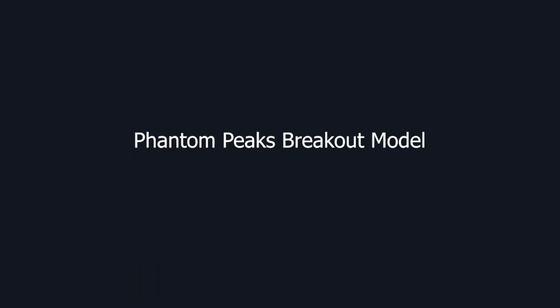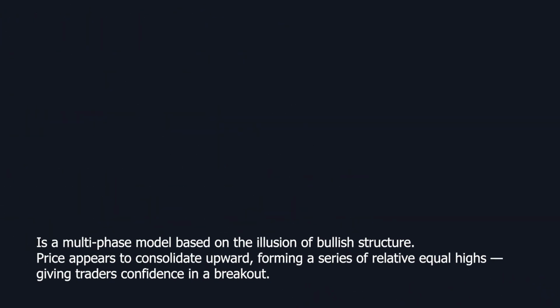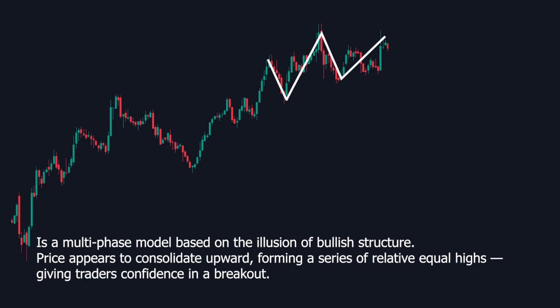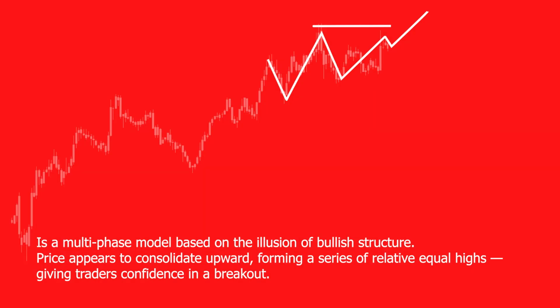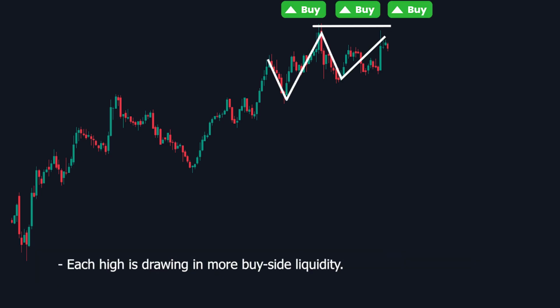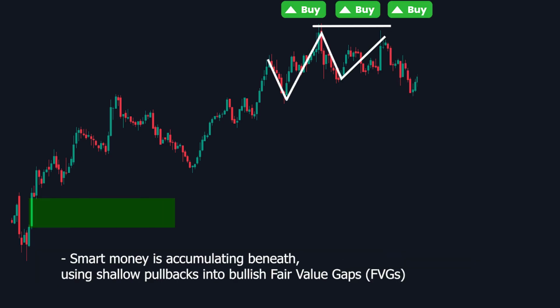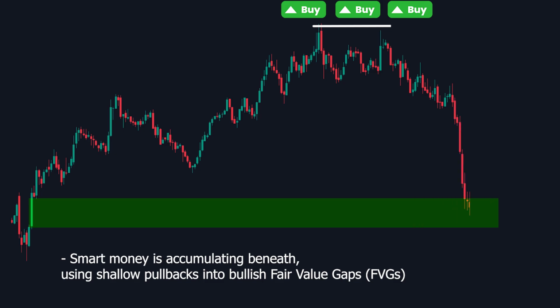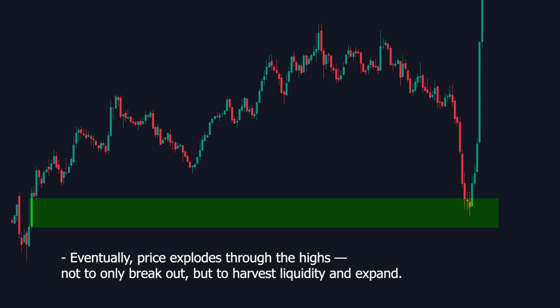Now, what's the phantom peaks breakout model? It's a multi-phase model based on the illusion of bullish structure. Price appears to consolidate upward, forming a series of relative equal highs, giving traders confidence in a breakout. But what's actually happening is this: each high is drawing in more buy-side liquidity. Smart money is accumulating beneath, using shallow pullbacks into bullish fair value gaps. Eventually, price explodes through the highs, not to break out but to harvest liquidity and expand.